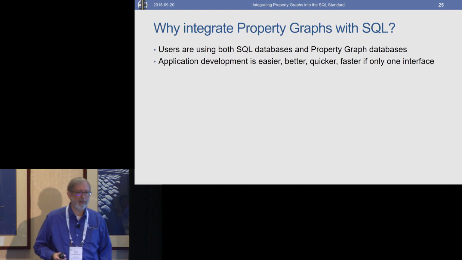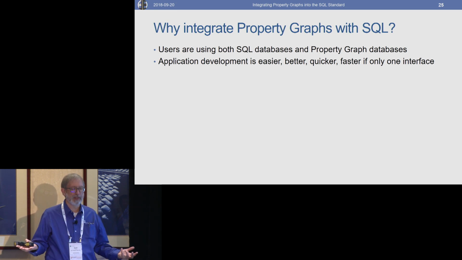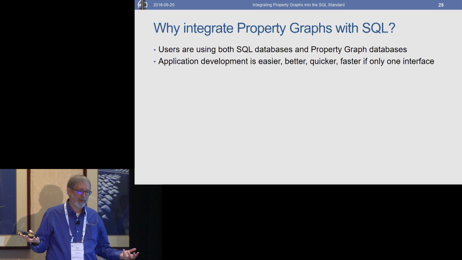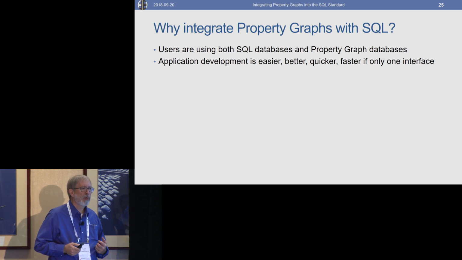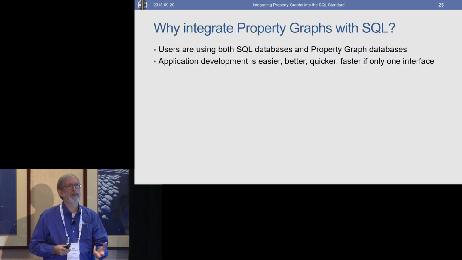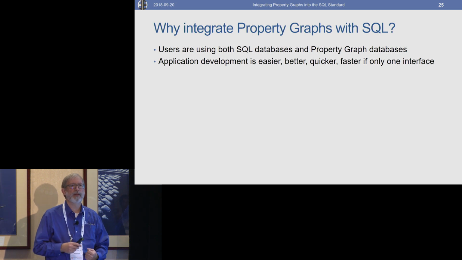So why integrate property graphs with SQL? Well, it turns out that users are using both SQL databases and property graph databases. And application development in theory should be easier, better, quicker, faster if there's only one interface. And it may be that there are some types of queries that are better done as a property graph query than as an SQL query. There's some types of queries that are better done as an SQL query. And so we think there's a benefit in merging the capabilities into SQL.